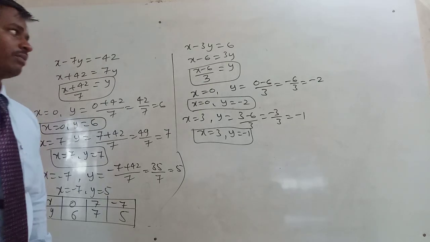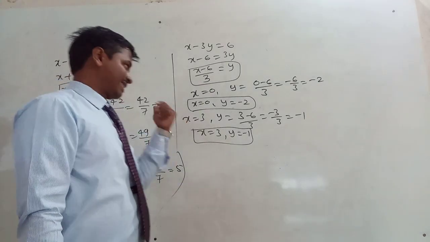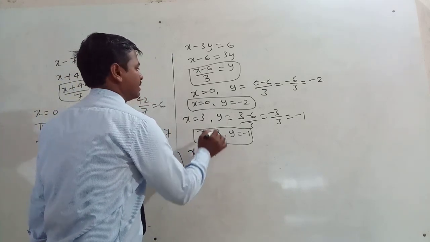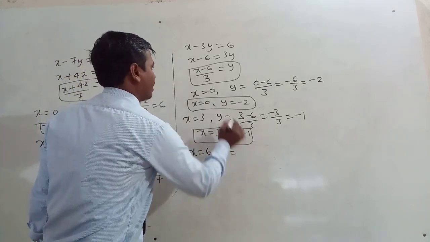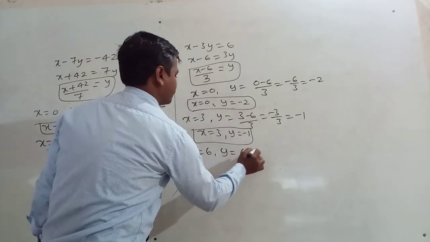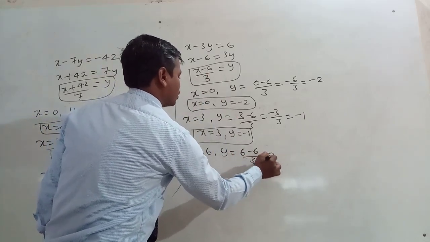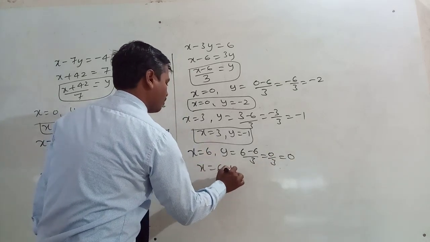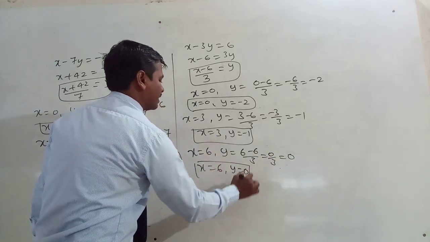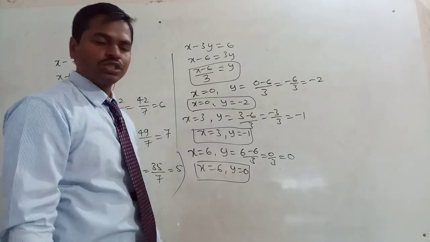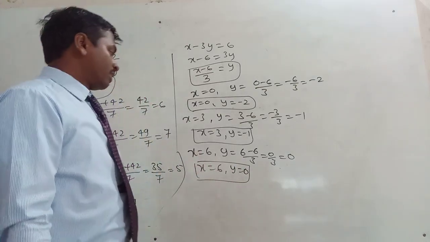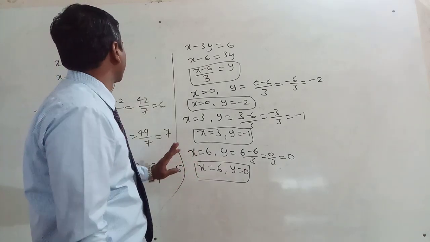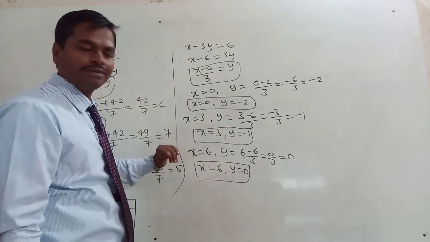Let us consider when x equal to 6. When x equal to 6, what is y value? y equal to 6 minus 6 by 3, equal to 0 by 3, which is 0 only. When x equal to 6, y equal to 0. These are the three pairs of values we are getting now. What is the next case? We will draw a table of this one. What is the table you are getting here?